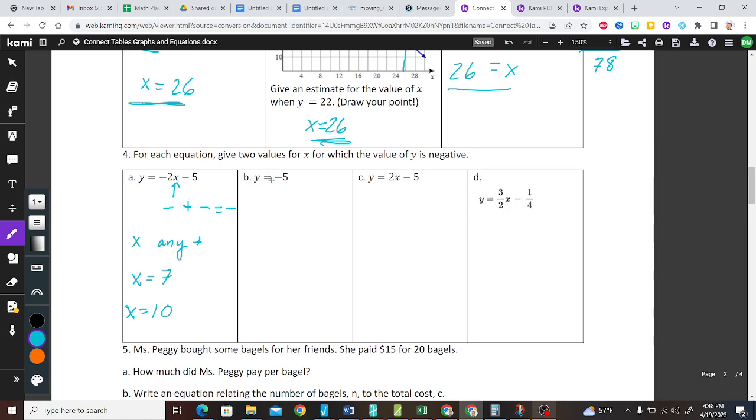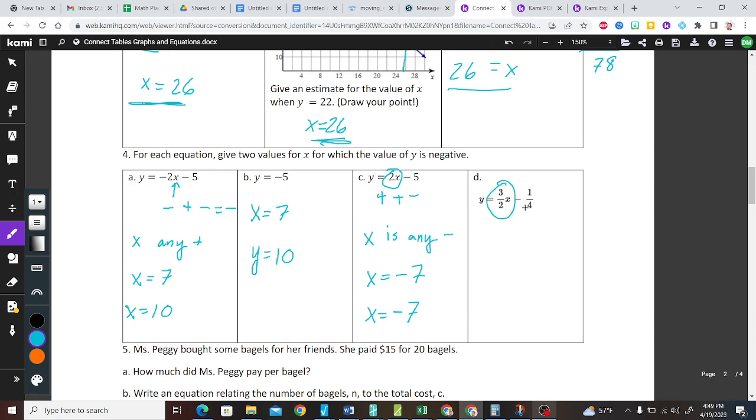Now, over here, y is negative 5, and it doesn't matter what x is. So whatever x you have, 7 and 10 work again. Over here then, we have a positive plus a negative. Well, that's not going to guarantee us a negative. So if we make this negative, then we can have a negative plus a negative. So x being any negative will give us a negative value. So x equals negative 7 and x equals negative 10.